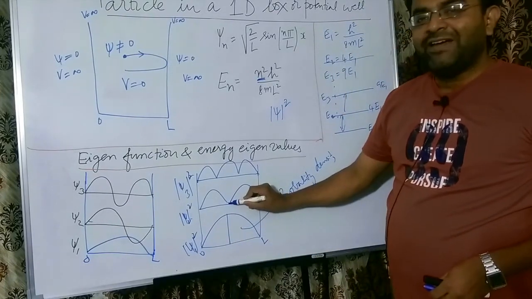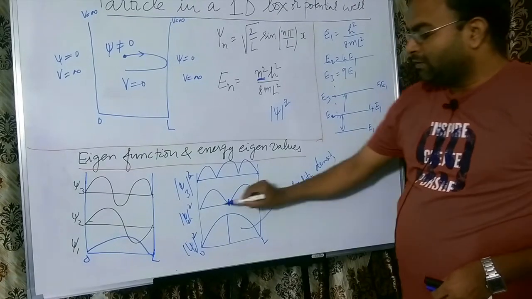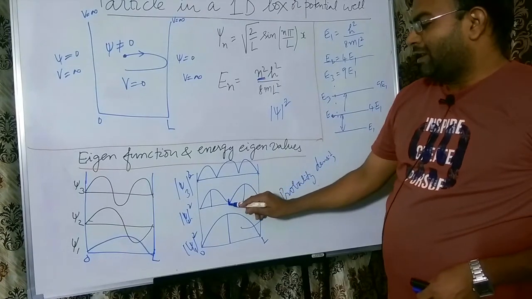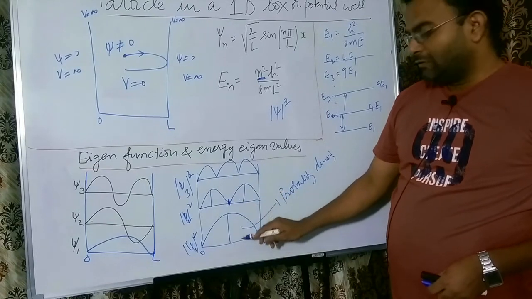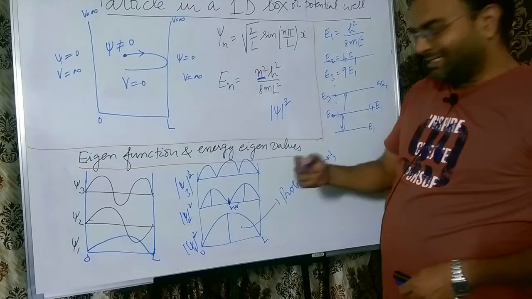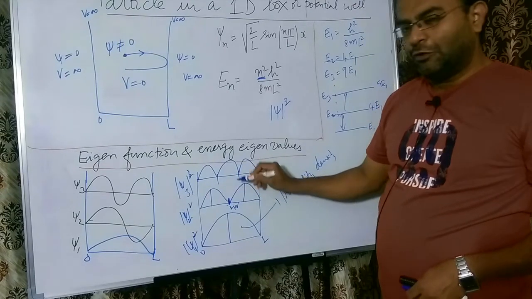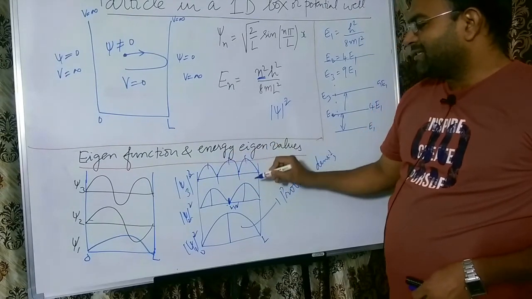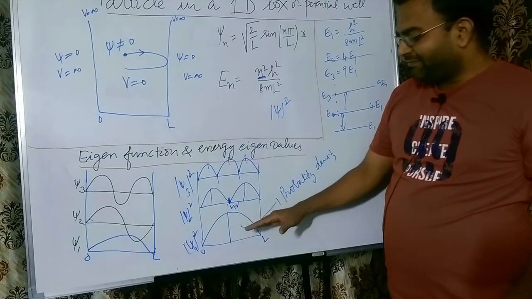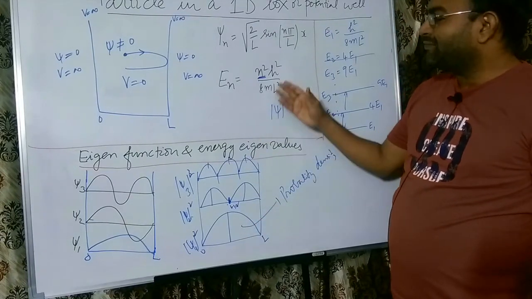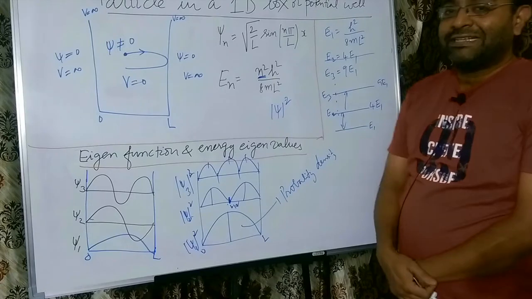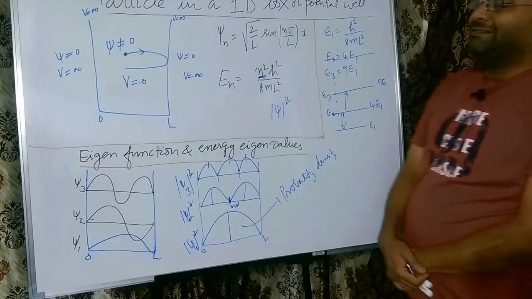Now in the same position, when n is equal to 2, the probability goes to 0, whereas on the left and right side, it has equal probabilities on either side of the x is equal to L by 2 point. Now for the n is equal to 3 state, you have 2 points where the probability vanishes to 0, and 3 points where it is maximum. So this is very interesting. You can clearly see that for the particle at different energy values, at different quantum states, it has very interesting probabilities of being found within the box. So this is another interesting aspect of the particle which is confined.